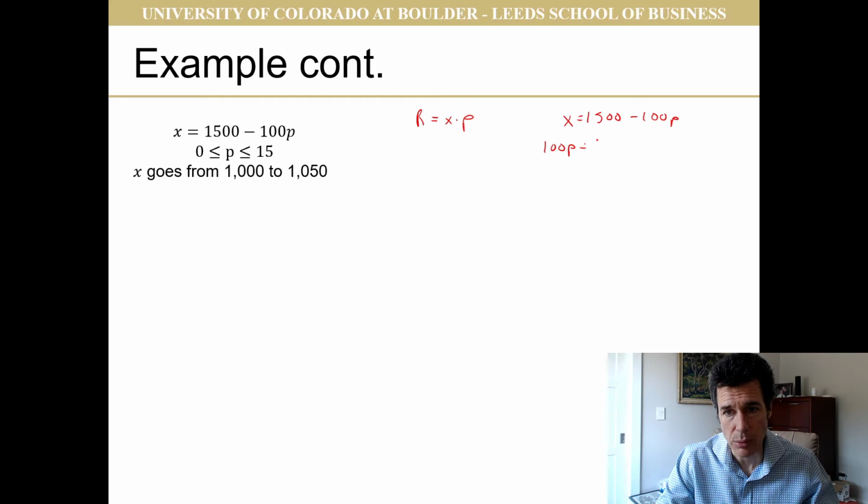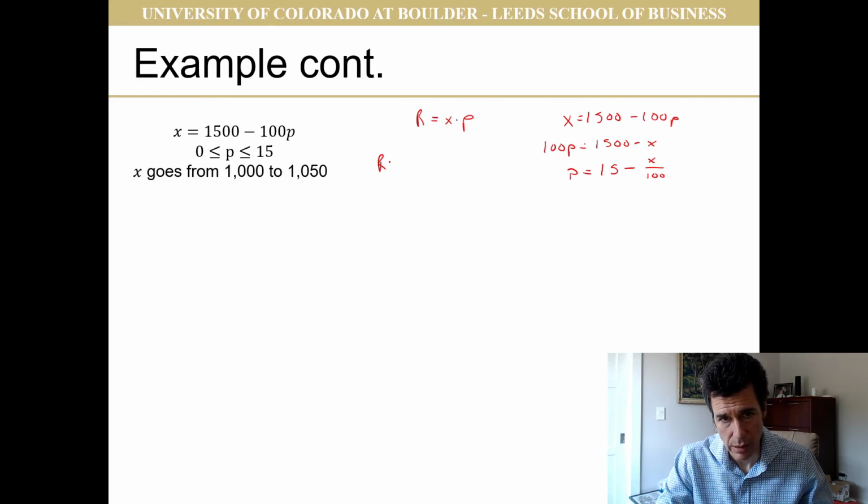100P equals 1,500 minus X, so P equals 15 minus X over 100. Okay, so now we can rewrite our revenue equation. Revenue equals X times P, which is X times (15 minus X over 100), equals 15X minus X squared over 100. Okay, so there's our revenue equation.